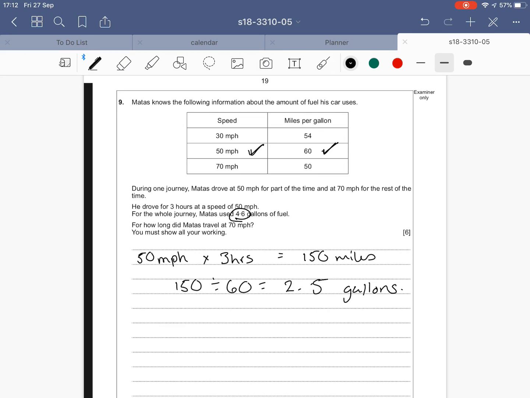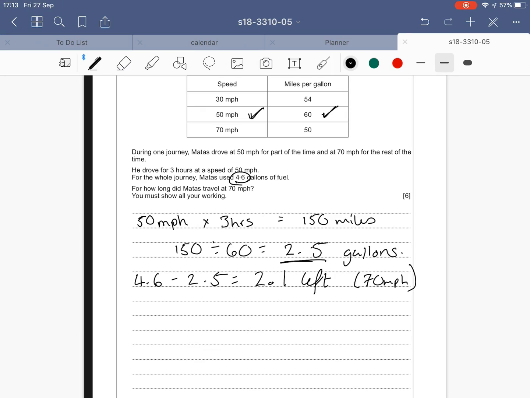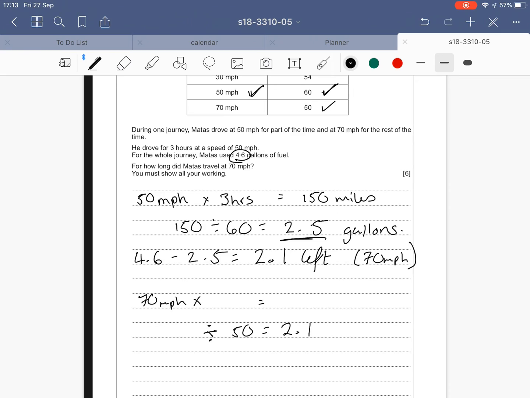So in total, he used 4.6, but he's already used 2.5, so that leaves him with 2.1 left for the 70 miles per hour one. So if we were to work like we did for the first one, we would have 70 miles per hour times however many hours equals however many miles. So something divided by 50 is 2.1. Working backwards, I just need to times 2.1 by 50, so it's 105 miles in total.